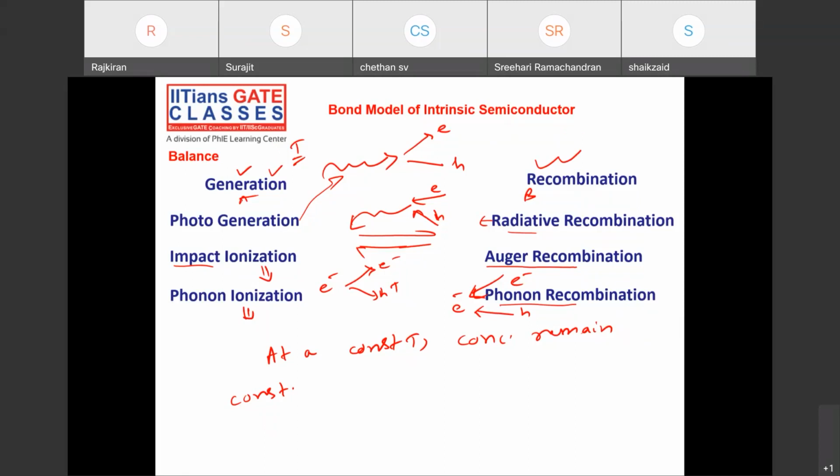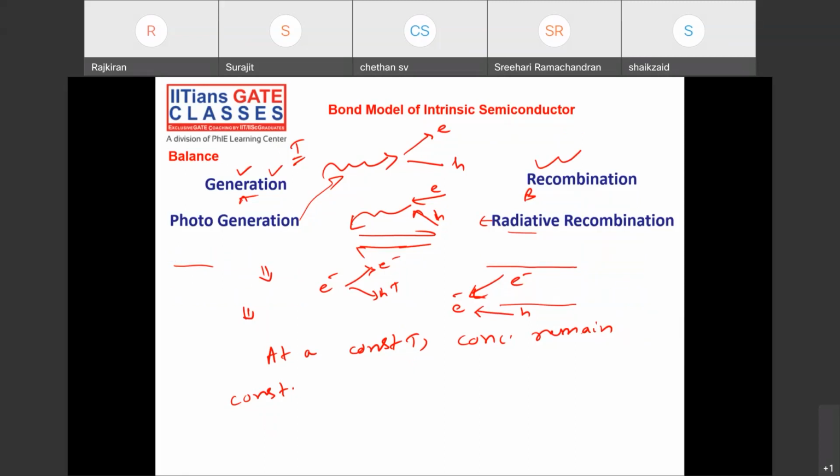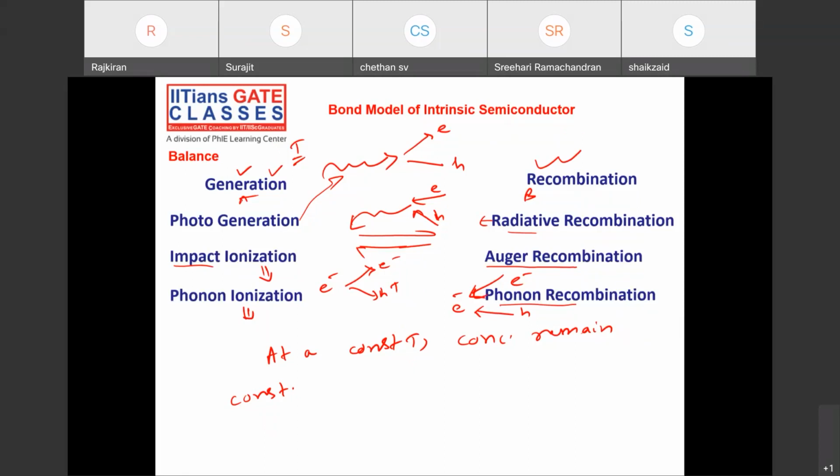Clear. One more thing, guys. Just before leaving the slide, I want to give you an analogy. The electrons are generated. I will explain. The electrons are generated, and some other place they are recombined. You should not get confused about how we are getting concentration if they are recombining and generating.